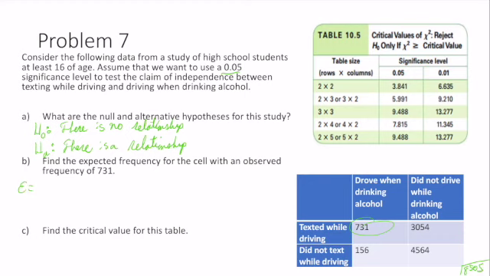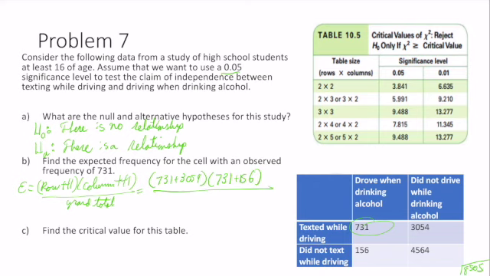My expected value is my row total times my column total divided by the grand total. So I'm going to take my row, which is 731 plus 3,054, times my column, which is 731 plus 156, divided by our grand total, and I'm going to get 394.7. So I just found the expected value for this table.